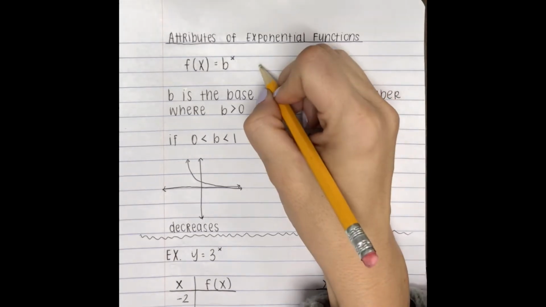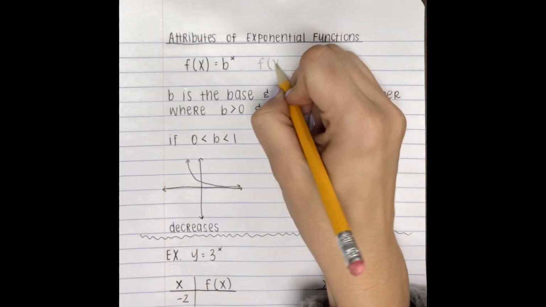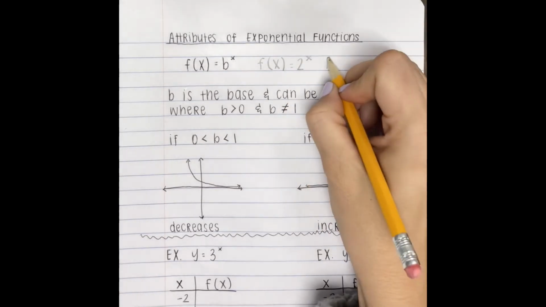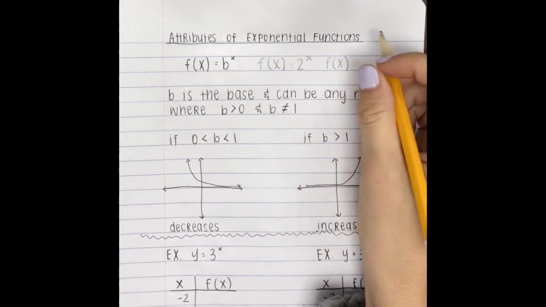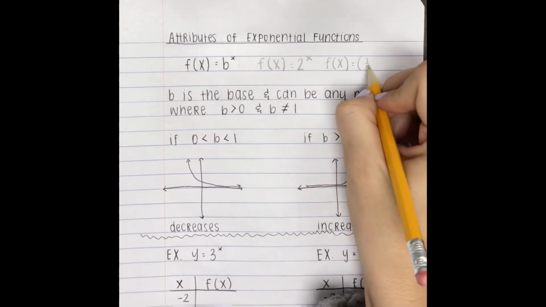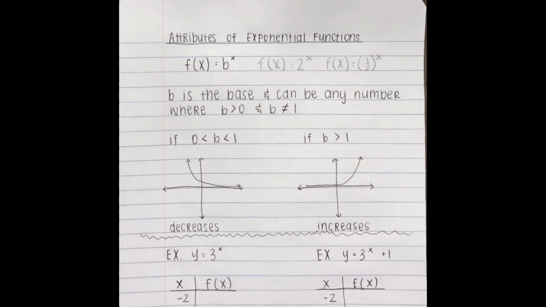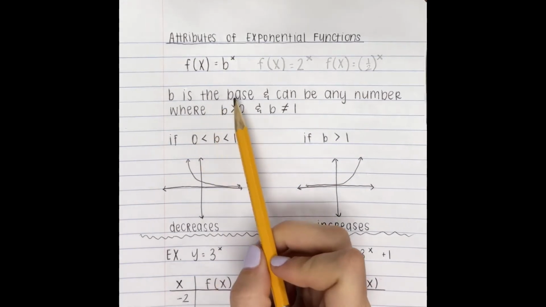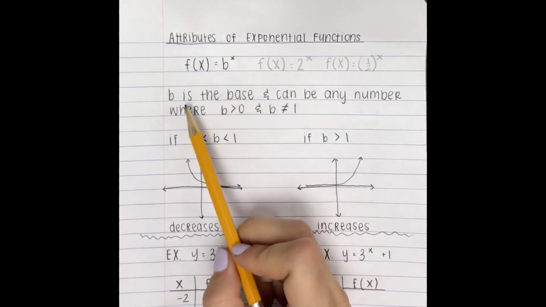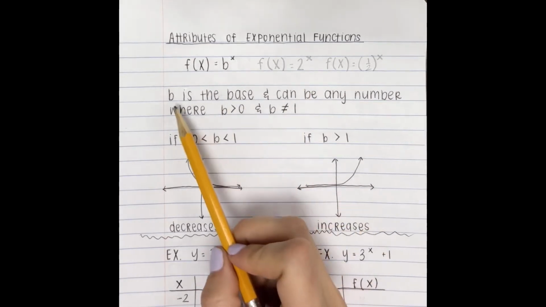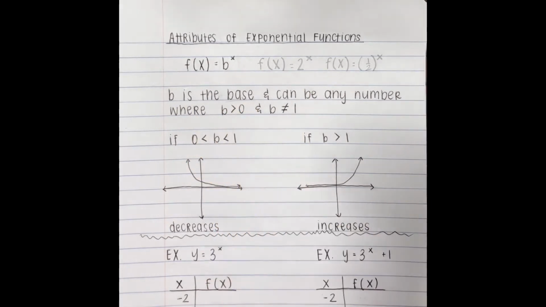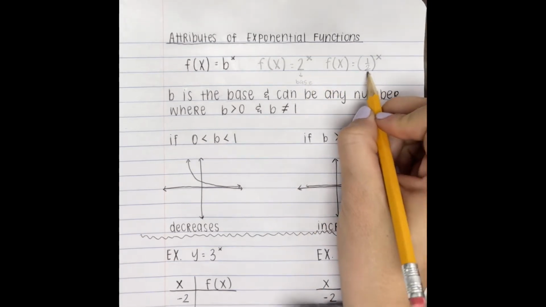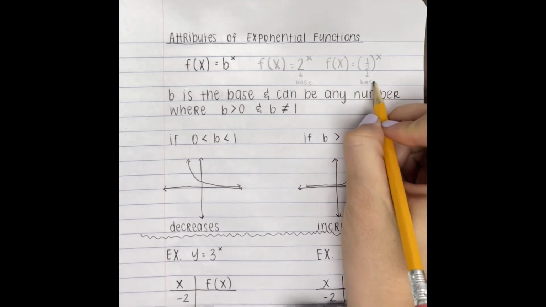So for example, you could have f of x equals 2 raised to the power of x, or you could have f of x equals 1/2 raised to the power of x, okay? The number that is raised in the place of where the b is, the number that's raised to the power of x, that is your base, okay? So here, 2 is my base, okay? Here, 1/2 is my base.